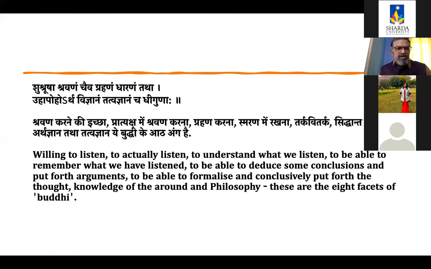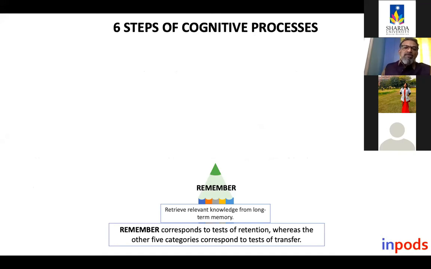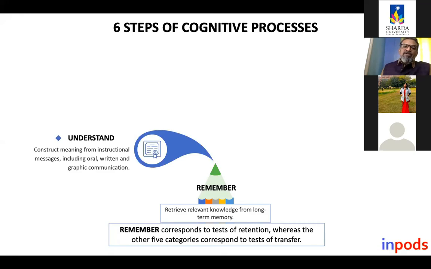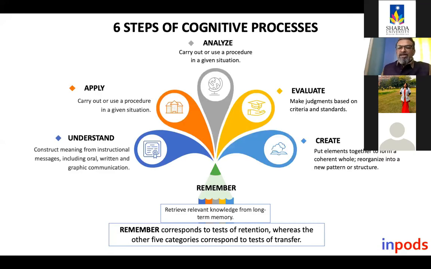Right? We can use this also as a reference to our discussion about Bloom's taxonomy or cognitive process. However, Benjamin Bloom came up with a very nice idea and model of cognitive process. When you think about those 6 steps involved in that, the first step is knowledge retention. Unless and until the knowledge is retained, the next steps are unlikely to happen. And that's why it is called remember, which corresponds to the test of retention, whereas the other 5 categories correspond to tests of transfer. So this is how the transfer of the knowledge will happen, and the remaining 5 steps will occur.